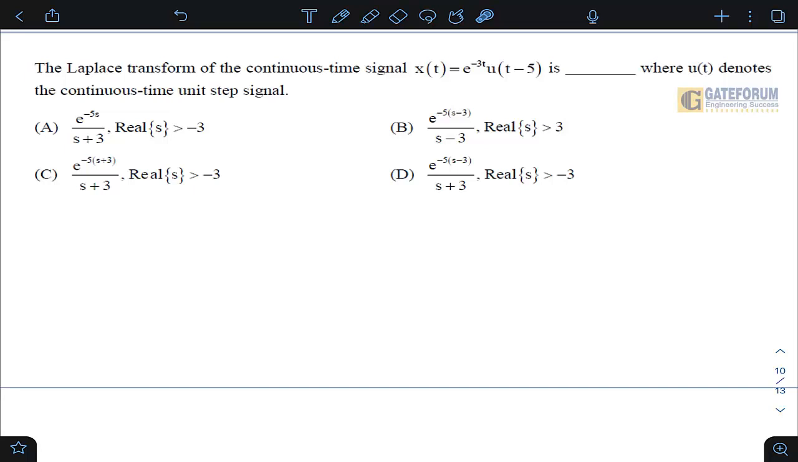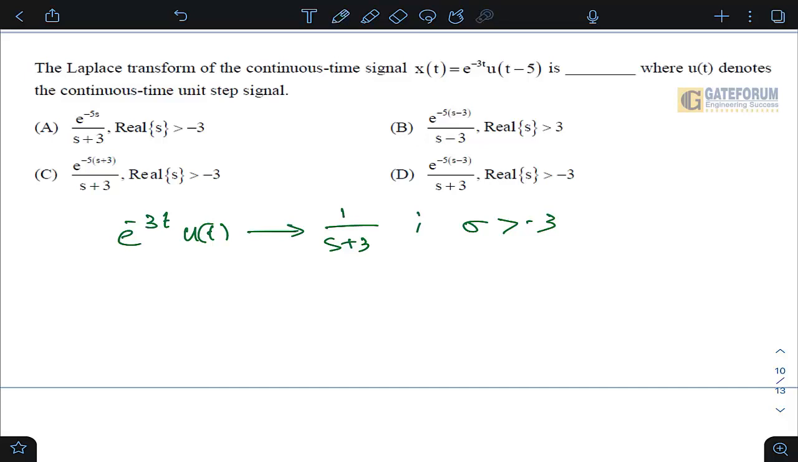The question is: the Laplace transform of the continuous time signal x of t is e raised to power minus 3t u of t minus 5, where u of t denotes the continuous time step signal. So we are supposed to find the Laplace transform of this function along with the ROC. We know that for e raised to power minus 3t u of t, the Laplace transform is 1 by s plus 3, with sigma greater than minus 3, that is, sigma greater than the pole location.